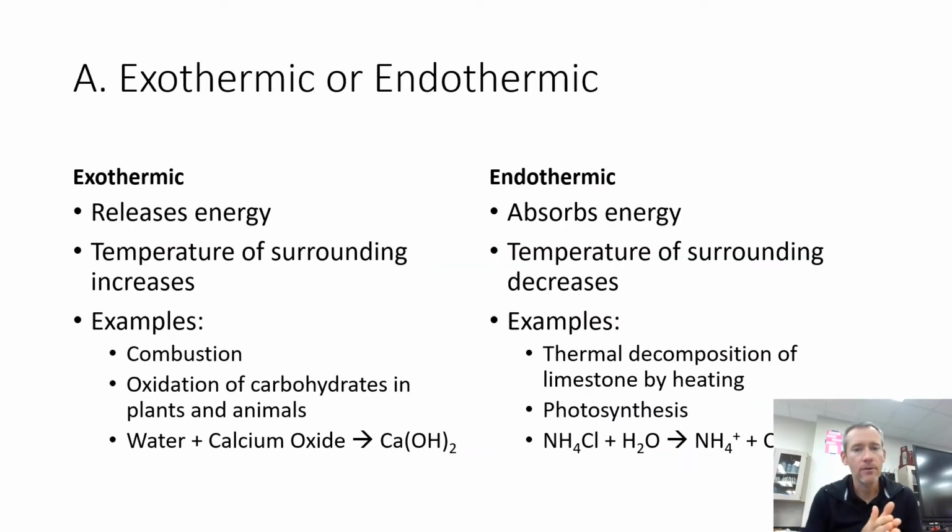All right, so here are some properties. Exothermic releases energy. The temperature is going to increase because that energy is releasing. Some examples are a combustion reaction or oxidation of carbohydrates in our body. That's how we get energy. Even water and calcium oxide is going to create an increase in temperature.